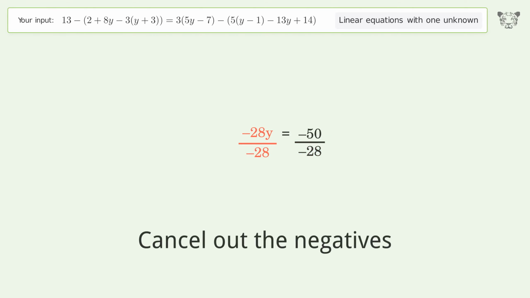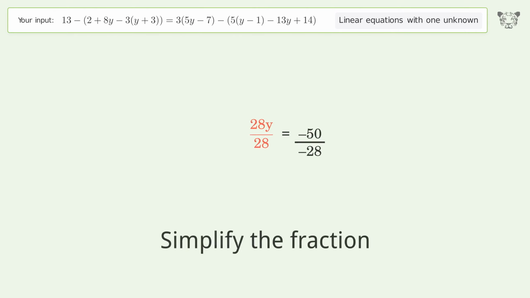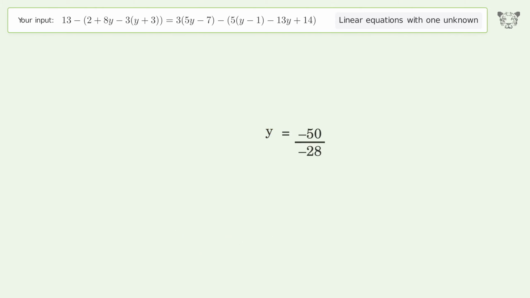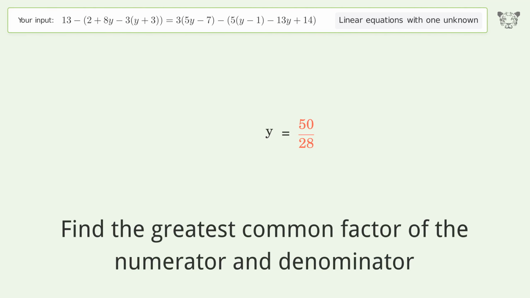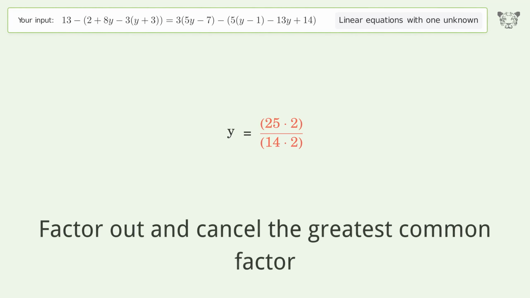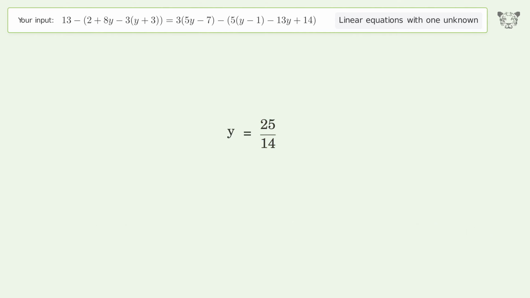Cancel out the negatives. Simplify the fraction. Cancel out the negatives. Find the greatest common factor of the numerator and denominator. Factor out and cancel the greatest common factor. And so the final result is y equals 25/14.